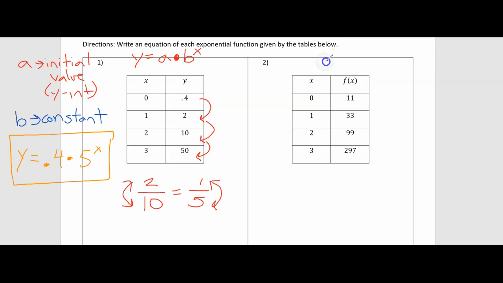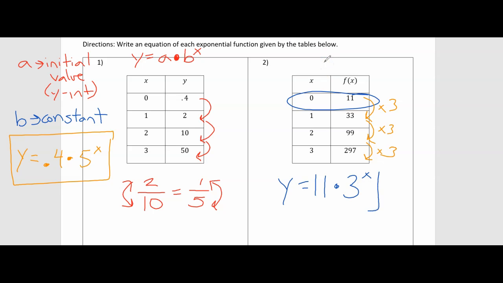Okay, so for number 2, the y-intercept is 11. So I get y is equal to 11 times, well, this one might be easy to tell what the constant ratio is. Right, we are multiplying by 3 every time. So we get y equals 11 times 3 to the power of x.